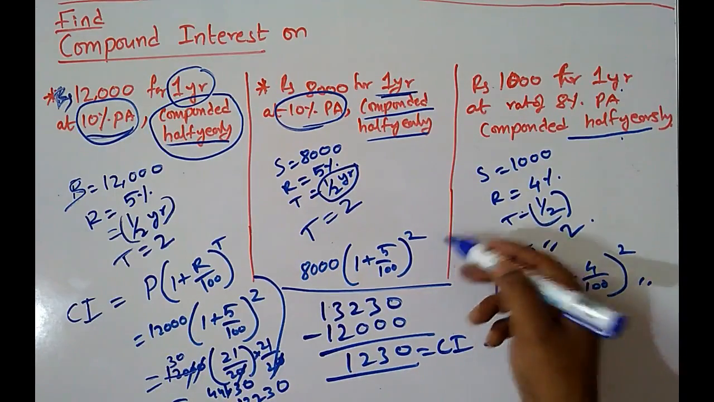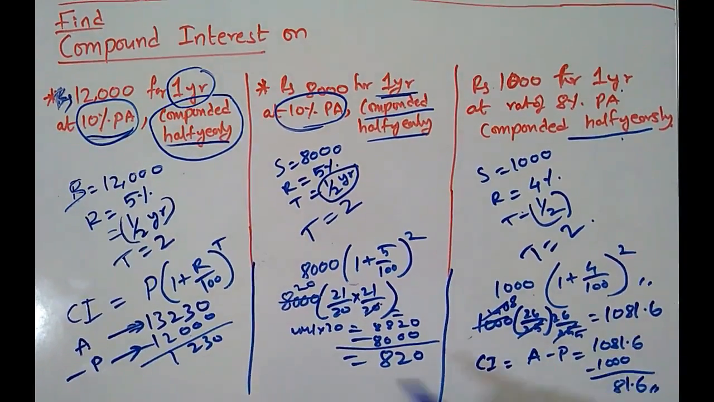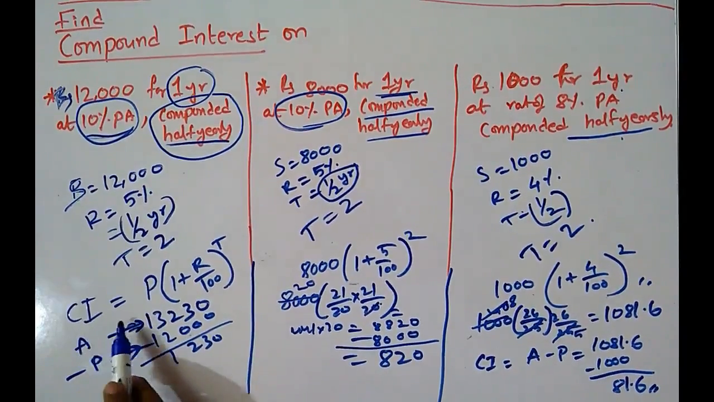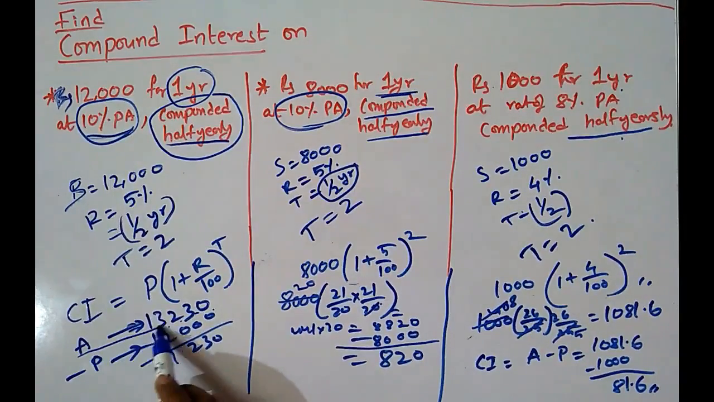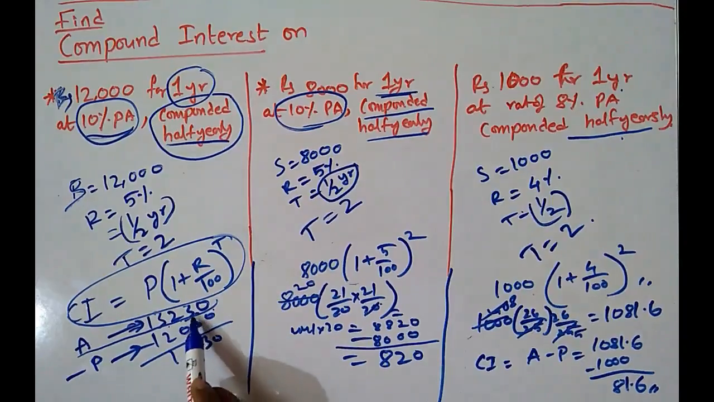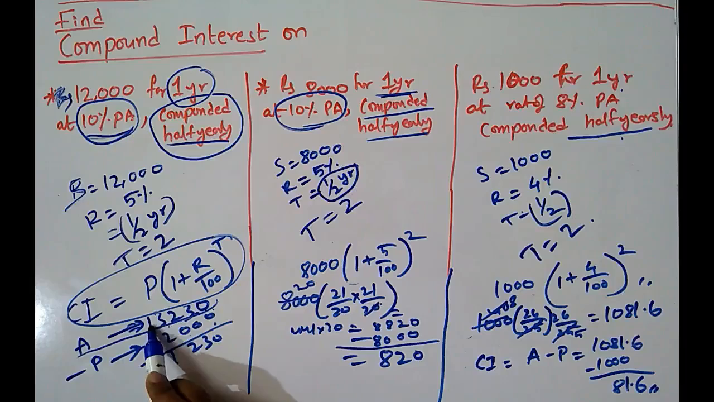In the same way you have to find for the other two friends. See here friends, I have simplified this. We will get 13230 as amount by using this formula, P into 1 plus r by 100. From this we have to subtract the principal, that is 12,000. If we subtract the 12,000 from 13230, then we will get the interest, that is 1230.